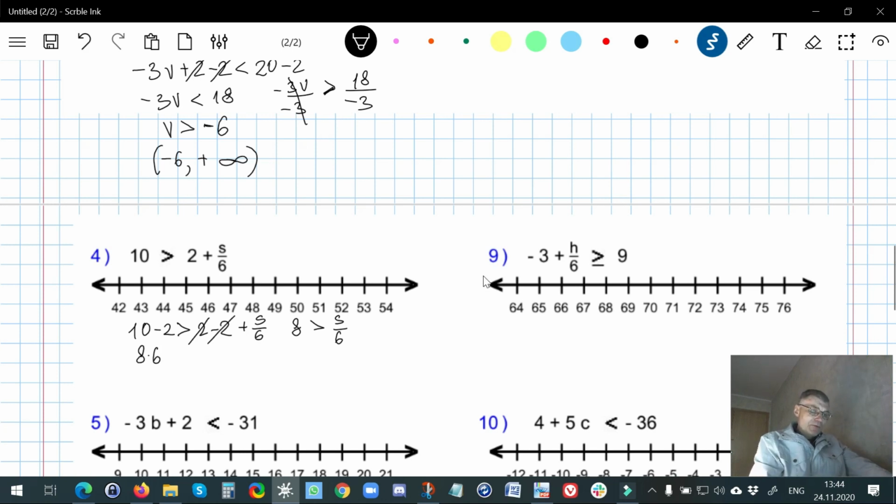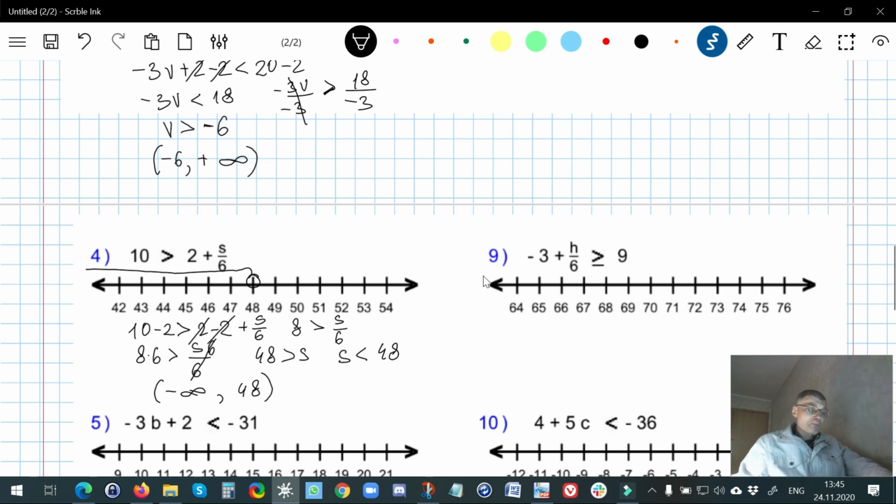8 multiplied by 6 is greater than s over 6 multiplied by 6. So 6 cancels. 48 is greater than s. And we can rewrite it as s is less than 48, but it's not necessary, we can leave it like that. And then just to graph it, I do it like that. And to write an interval notation, I go from negative infinity to 48, and I don't include it.